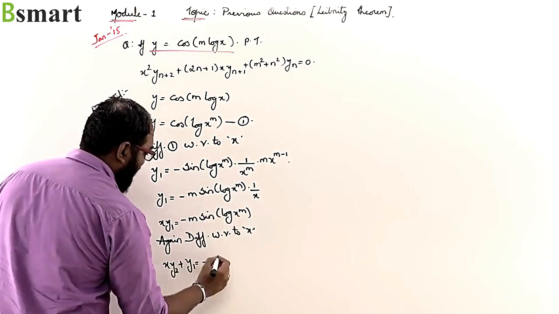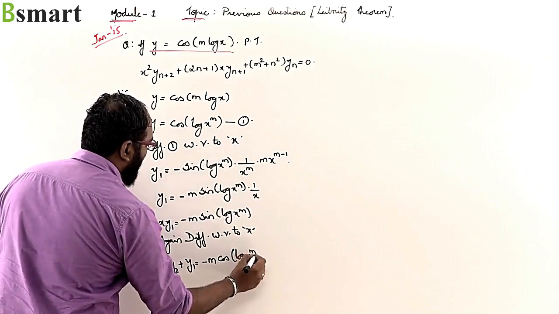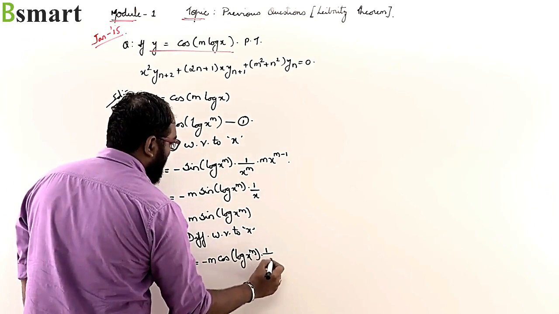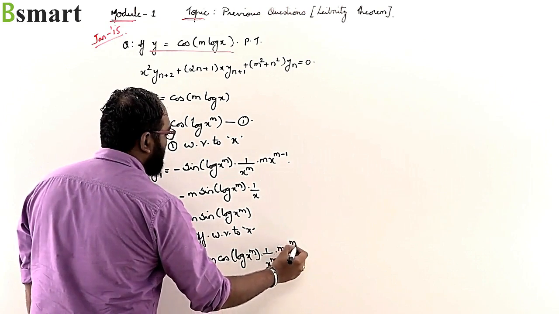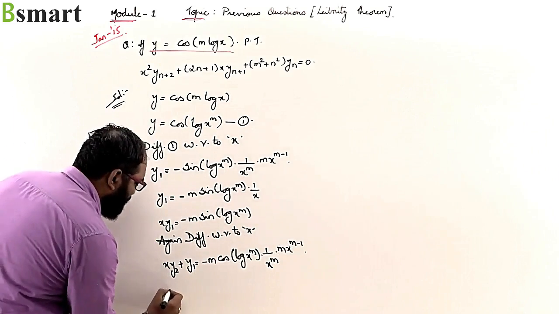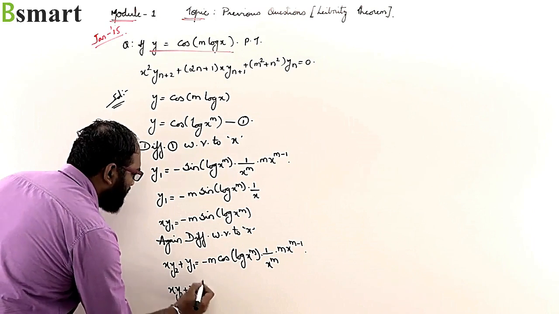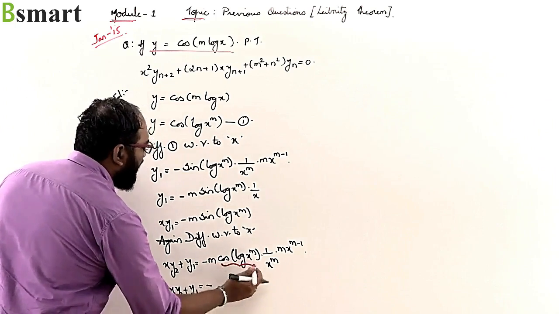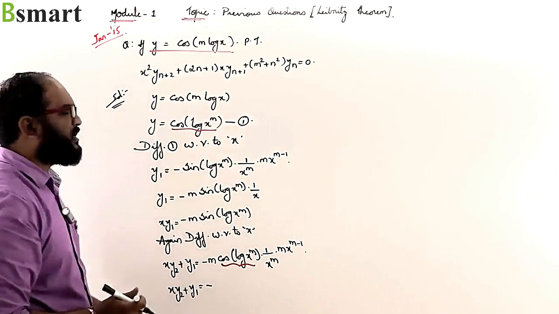So derivative of sine, that is cos of log of x to the power m, into derivative of log, 1 by x to the power m, into derivative of x to the power m, m into x to the power m minus 1. Now again, if we simplify this, then that will be xy2 plus y1 is equals to minus, again, cos of log x to the power m. Cos of log x to the power m, we can write it as y.